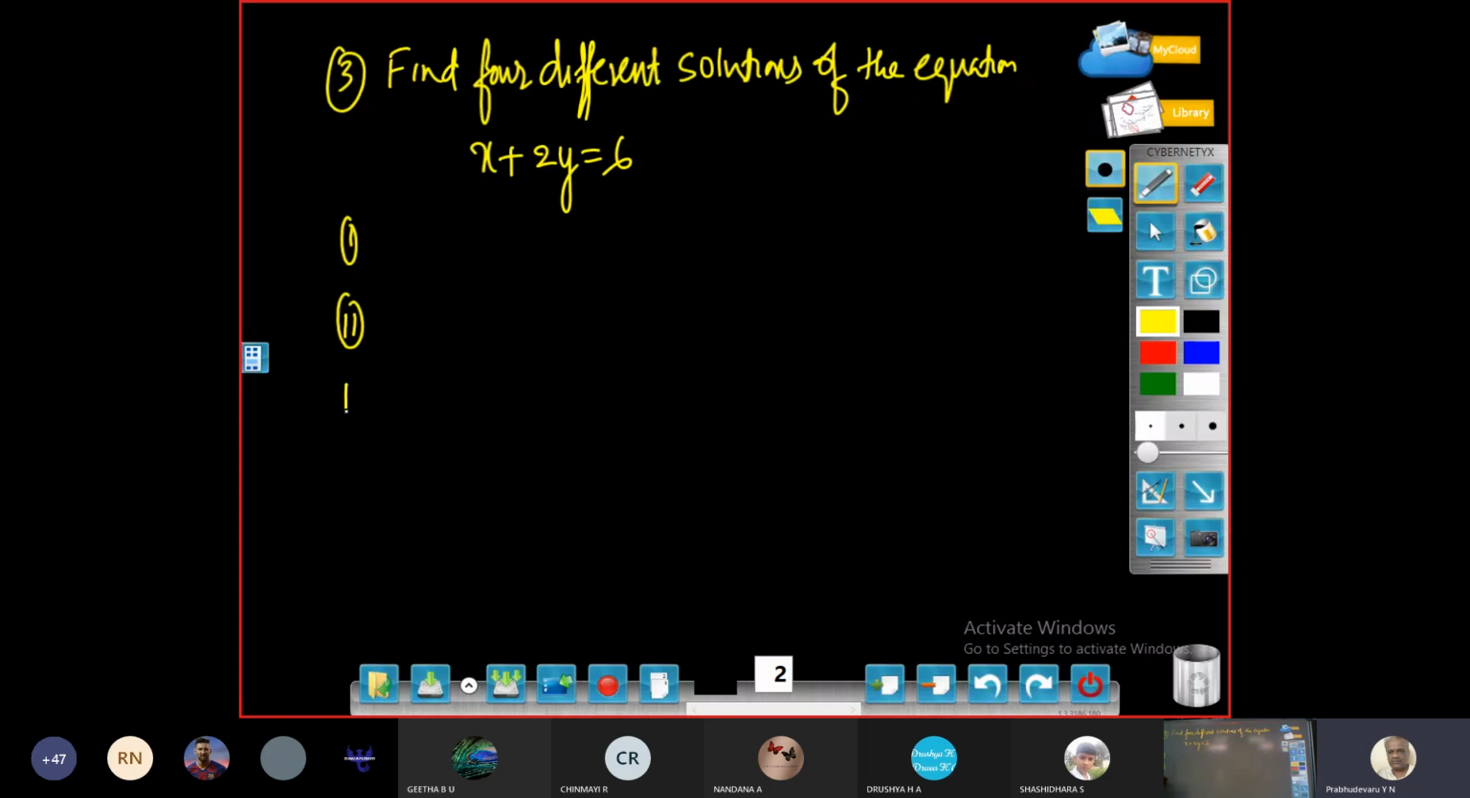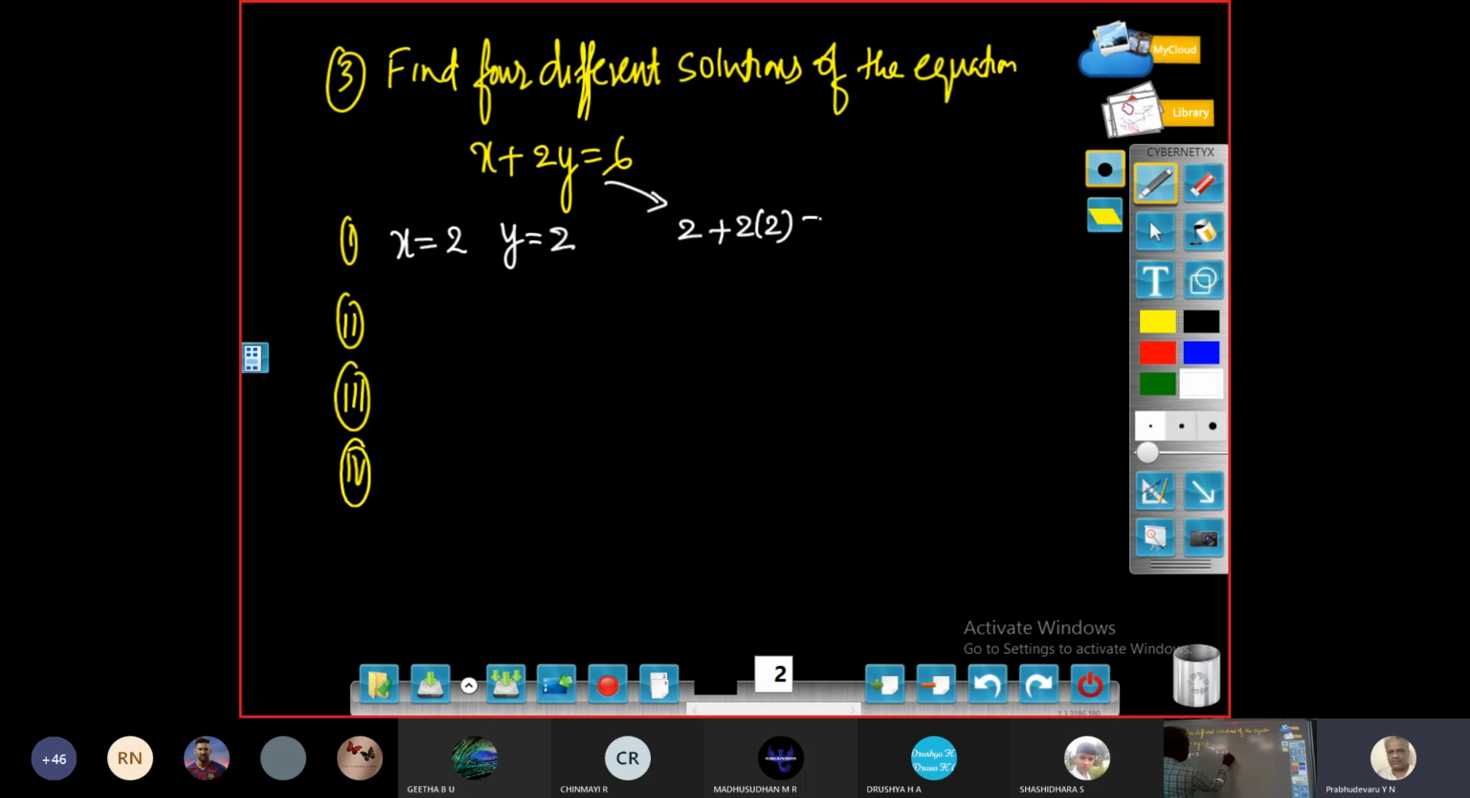Can anyone tell me four different solutions here? x is equal to 2 and y is equal to 2. Now you substitute. The same equation I will write here: x value 2 plus 2 into 2 is equal to 6. So 2 plus 4 is equal to 6, 6 is equal to 6. Okay, that is a solution.